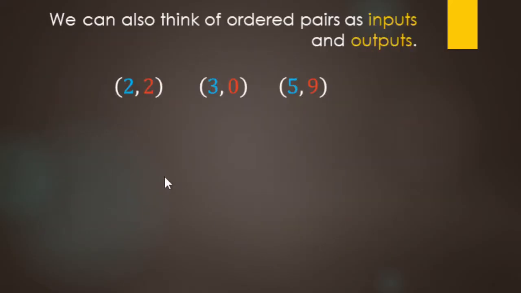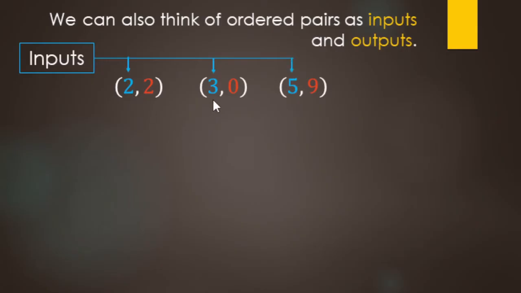So let's look here. We have some ordered pairs, and we can think of these as inputs and outputs. Remember, x's go with your inputs. So the first number of each pair we can think of as inputs, which means the second number, the y values, are going to be outputs.